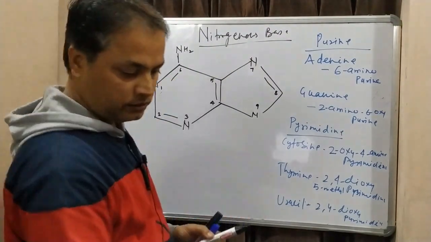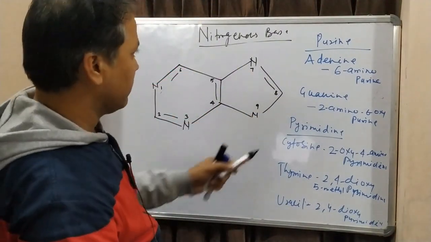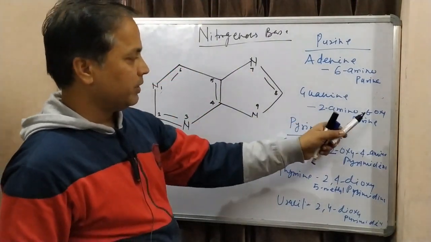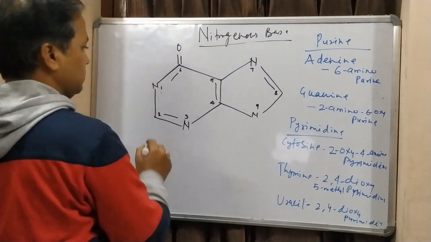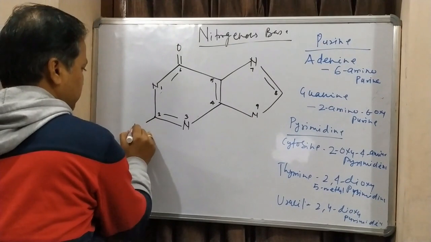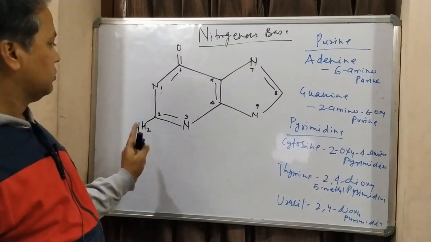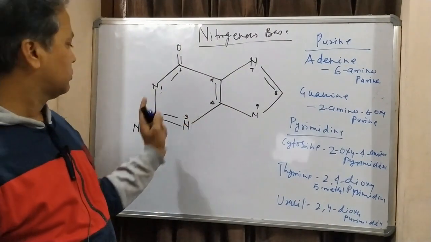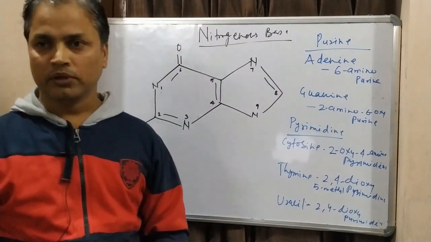If you are going to write guanine, it is 2-amino 6-oxy. 6-oxy means this is the oxy group, and at the second place it has an NH2 group. So this is 2-amino 6-oxypurine, our guanine.